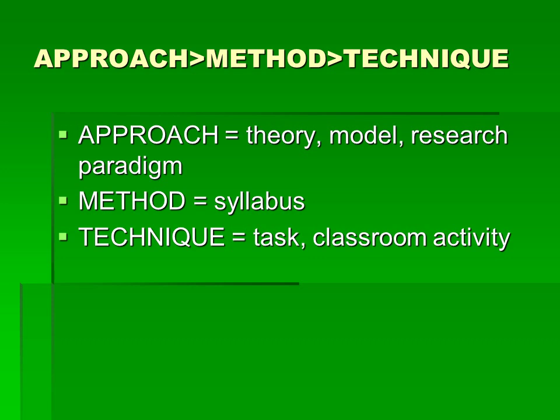A method is a list of procedures of precisely how to do something. That list is often referred to as a syllabus, an inventory of things the learner should master. This inventory is sometimes presented in a recommended sequence, and it's used to design courses and teaching materials.